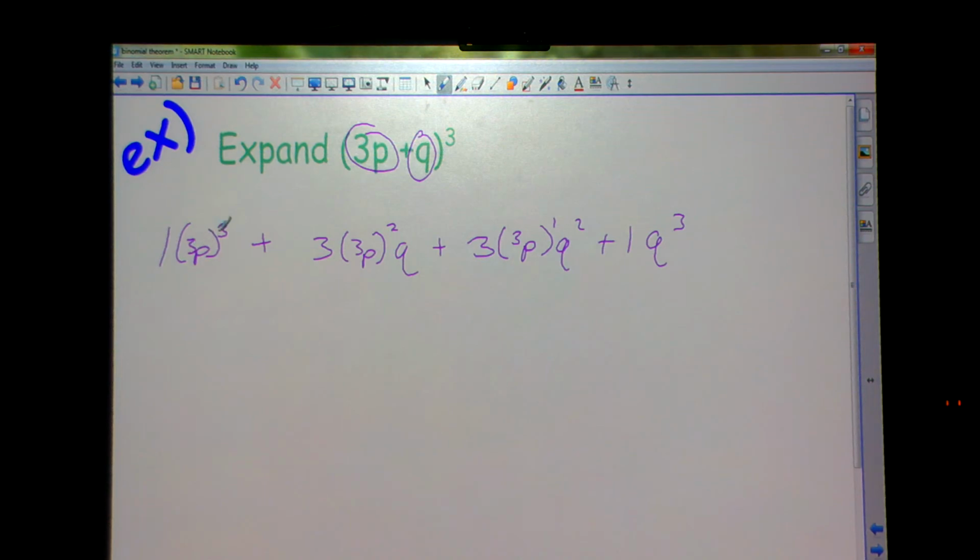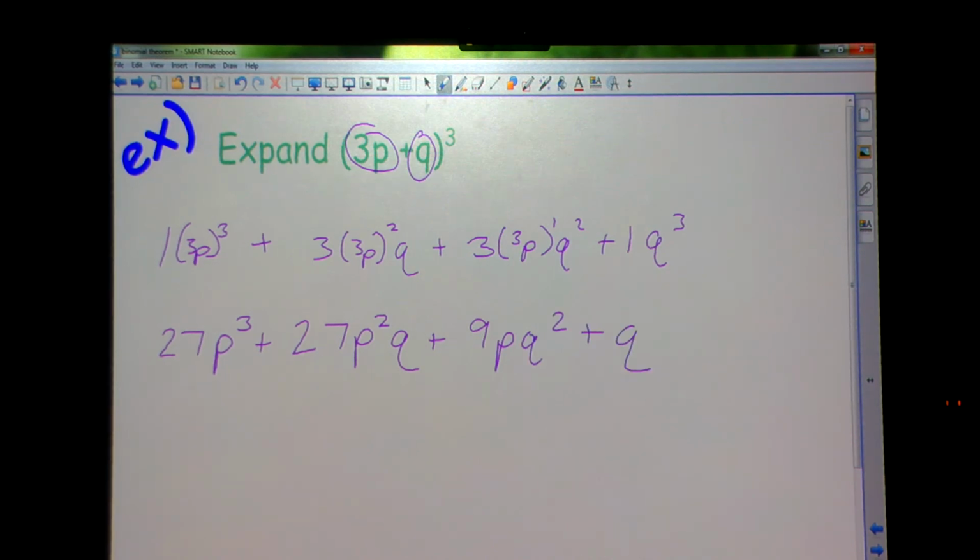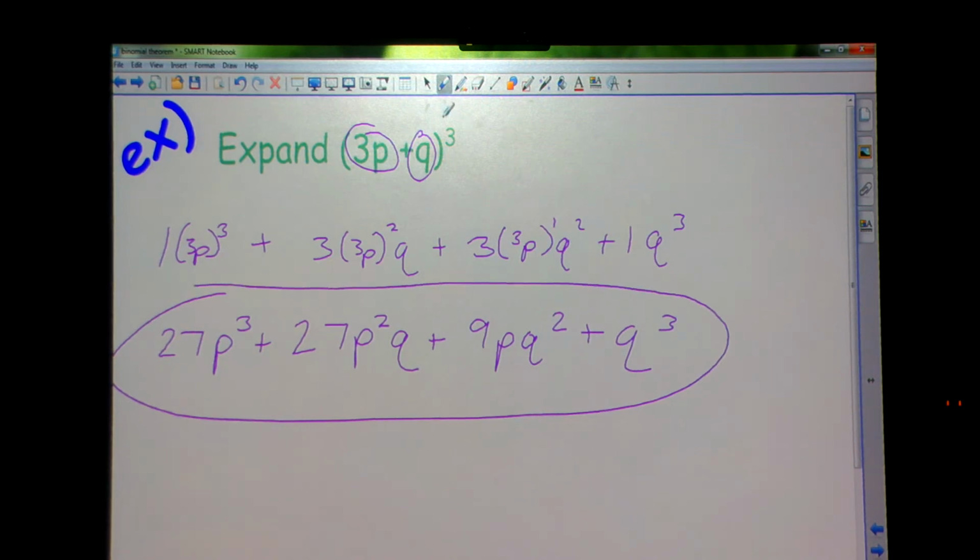Be careful, that is 3 cubed, that's actually 27p cubed. Remember, square before you multiply. Okay, don't make the first mistake, order of operations. So this gives me 9 times 3 is another 27p squared q. 3 to the 1, I just have 3 times 3 is 9p q squared plus q cubed. There we go. Just expanded 3p plus q cubed very quickly.